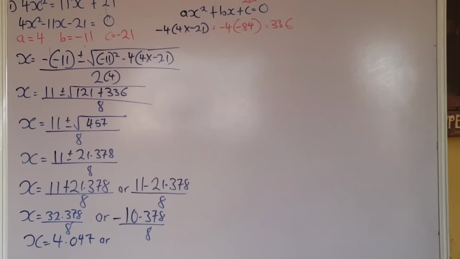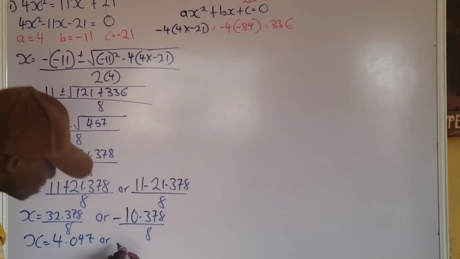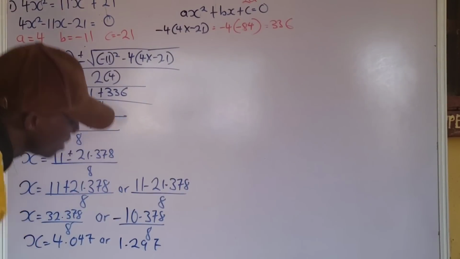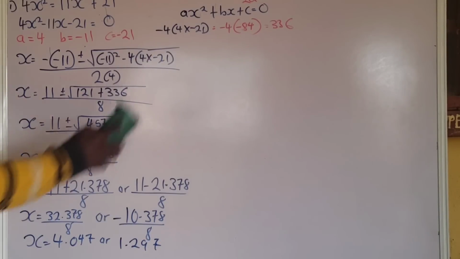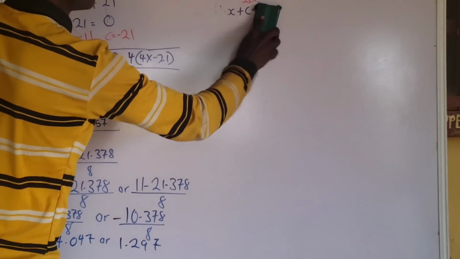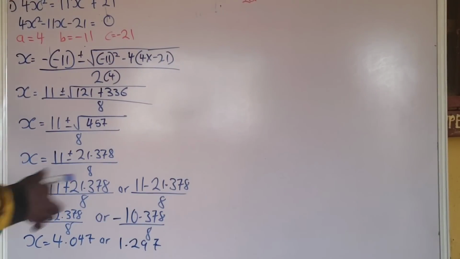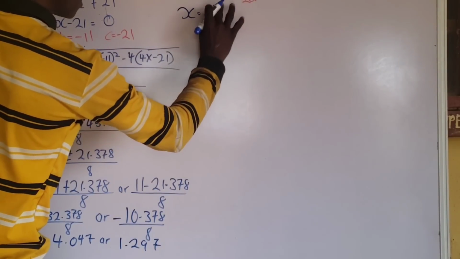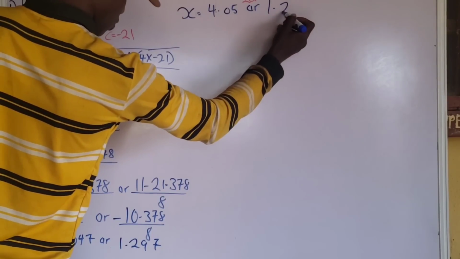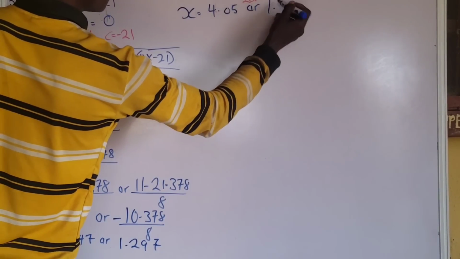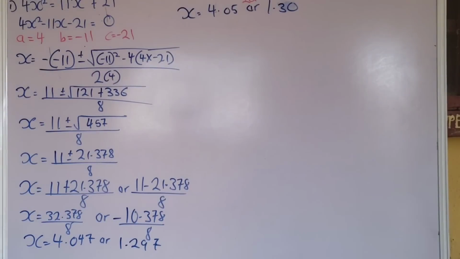378 divided by 8. That is 1.297. Okay. Now, if you want to approximate x to 2 decimal places, x will be equals to 1.30, because in some cases you might be asked to approximate to maybe 2 decimal places, 3 decimal places, depending on the question.